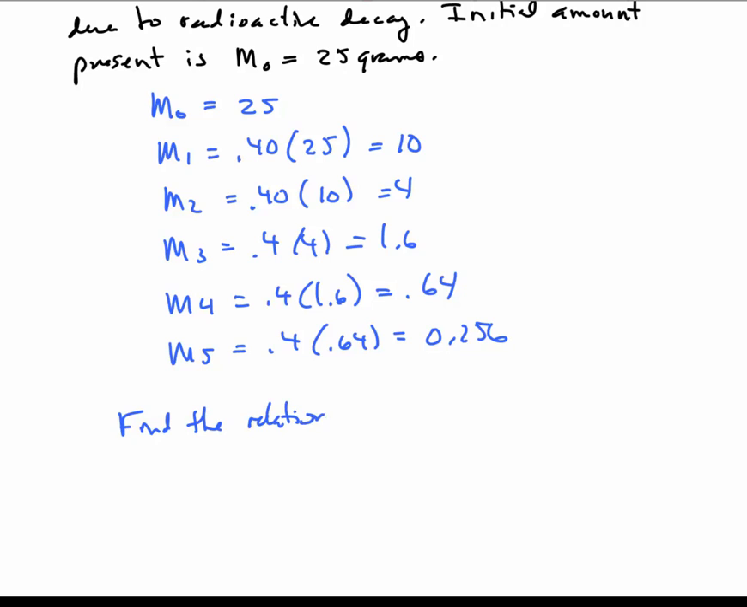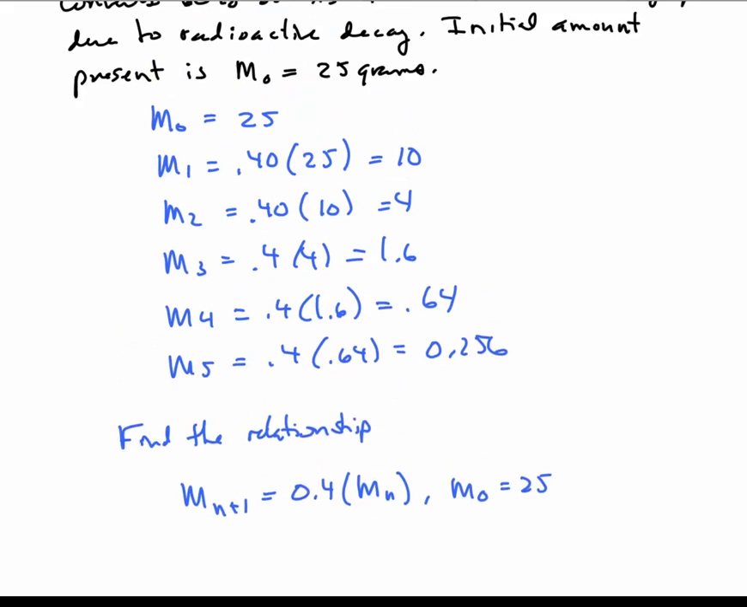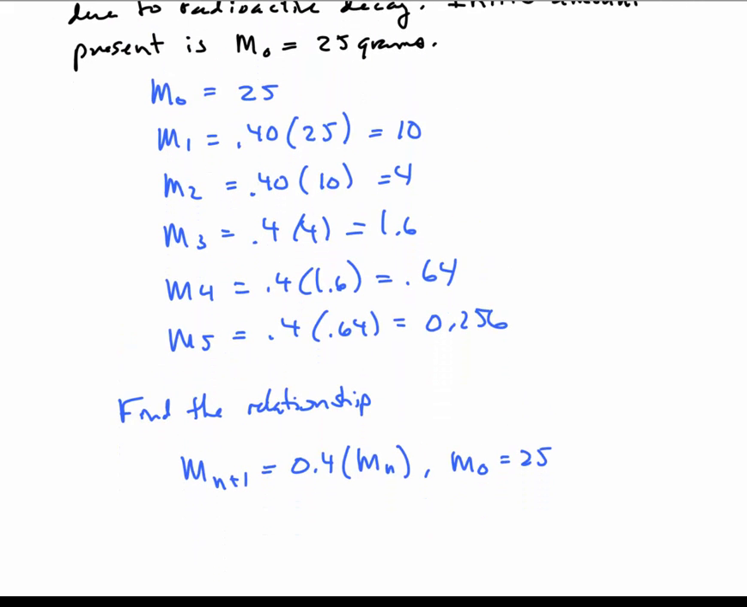Now we know this one is recursive, which means it relies on the previous term. So what we could say here is the next term relies on the previous term. So what we're going to start off with here is m of n plus 1. That's the next term. And it says that's 40% of the previous term, which is m sub n. And then, of course, we have to say we started with 25, because we have to know our initial start value, otherwise we can't do these. So each of these relies on the previous term.